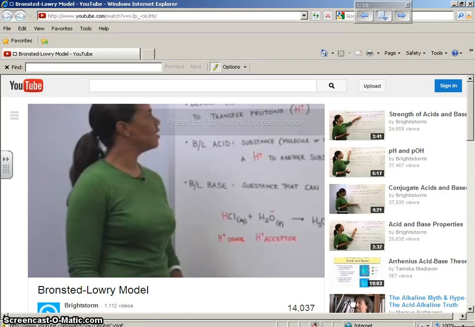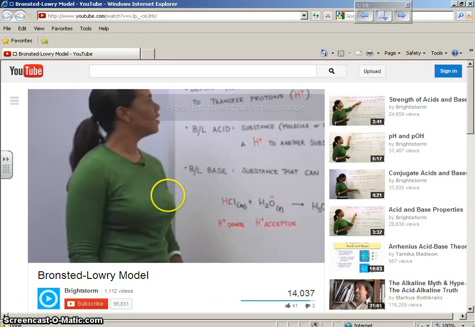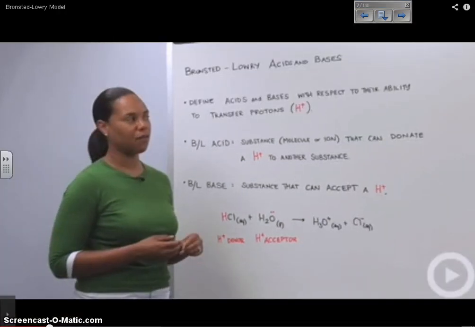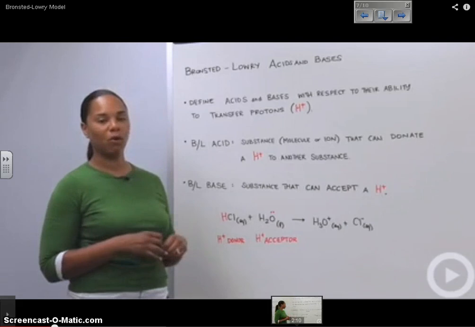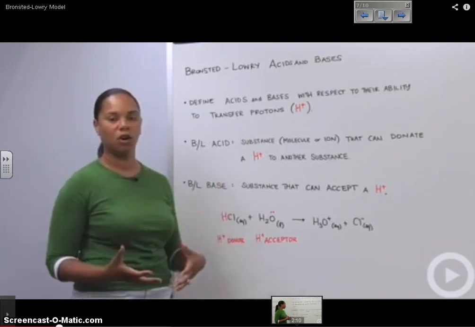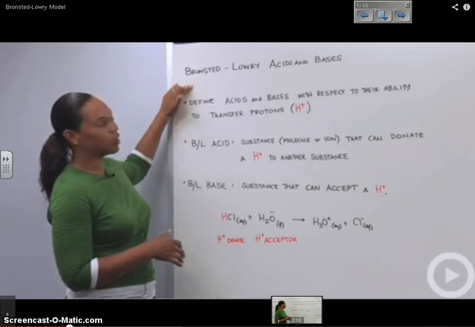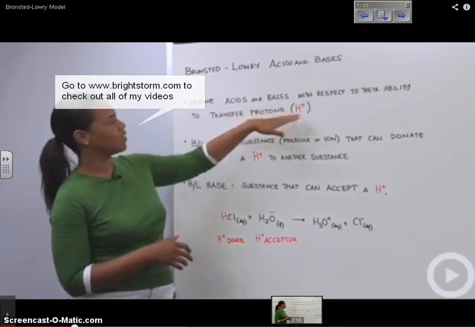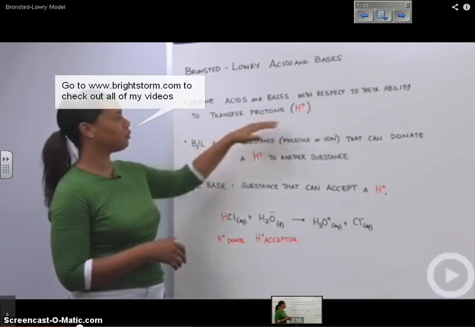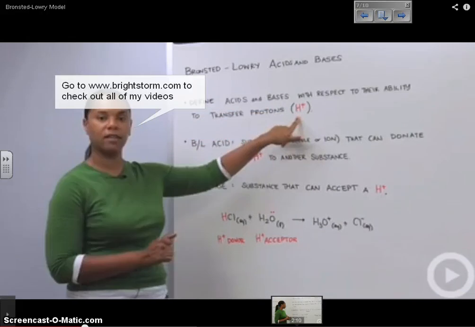So let's talk about Bronsted-Lowry acids and bases. Previously we've discussed that there's the Arrhenius model of acids and bases, and then there's the Bronsted-Lowry type of acid and base. Bronsted-Lowry is more commonly the definition used now because it's more applicable, as the situation doesn't have to occur in aqueous solution. Basically the Bronsted-Lowry model defines acids and bases with respect to their ability to transfer protons, and we show protons here as H+.